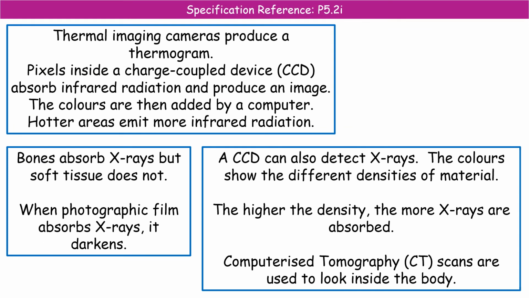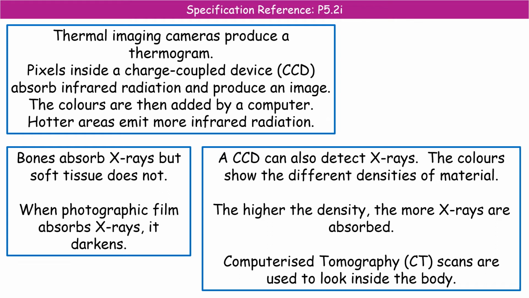It is worth knowing about devices that use these electromagnetic waves in medicine. So the first one is a thermal imaging camera, and that produces something called a thermogram. Quite simply, what we have is a charge coupled device, or CCD, that will absorb infrared radiation and produce an image when it does so. The colours will be added by a computer based on the amount of infrared radiation that was detected. So hotter areas emit more infrared radiation, therefore we tend to give them a colour that represents that.